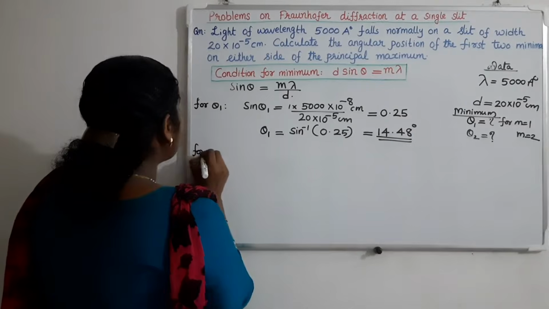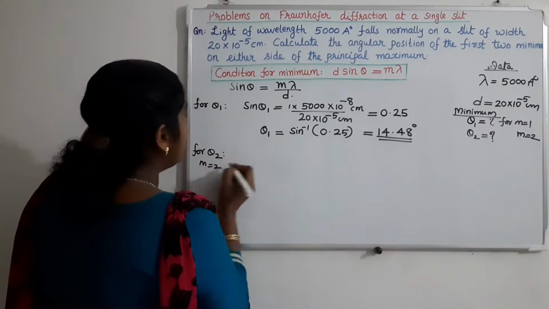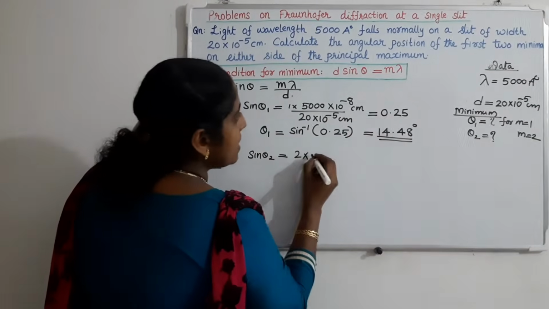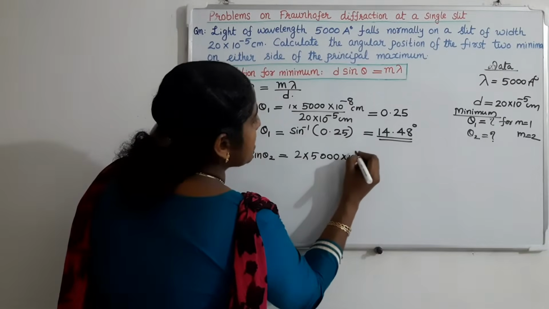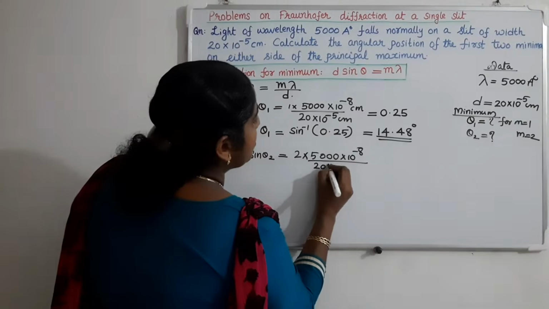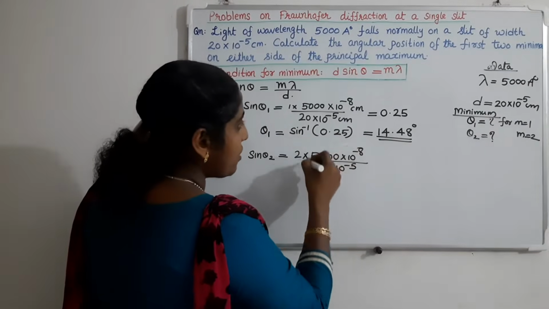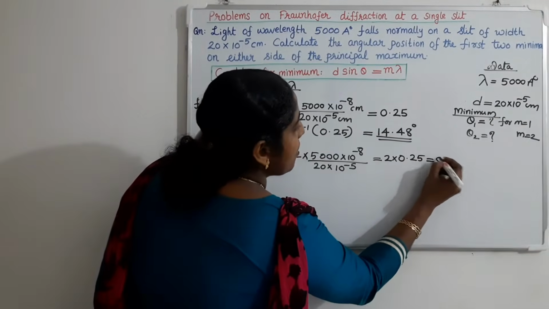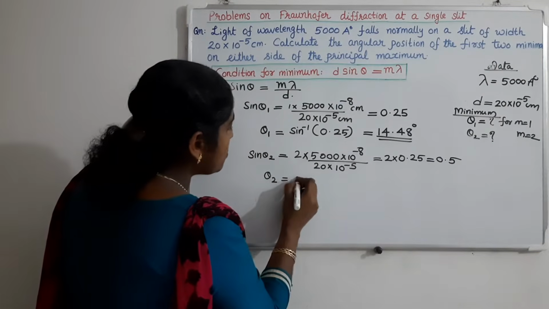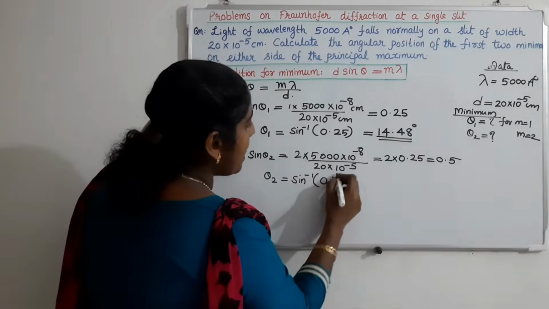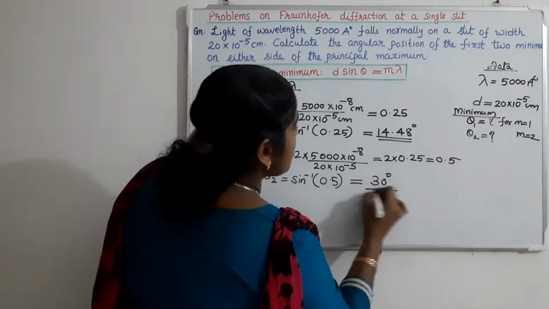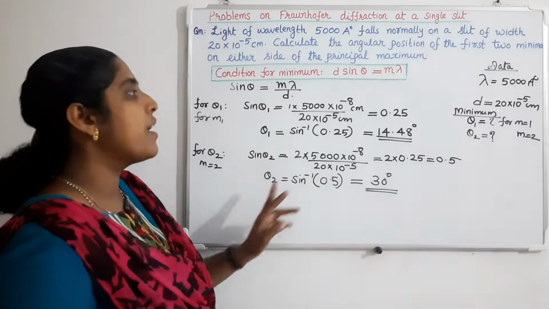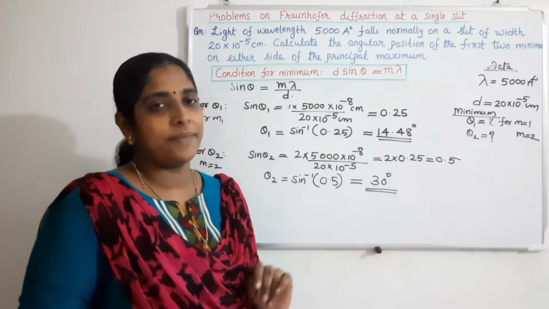Next we want to find out the angle for m equal to 2. So for theta 2, m is equal to 2. Then sin theta 2 is equal to 2 into lambda, that is 5000 into 10 raised to minus 8, divided by 20 into 10 raised to minus 5 in centimeter. On calculating this, it is 0.25. So 2 into 0.25, that is 0.5. So theta 2 is equal to sine inverse 0.5, that is equal to 30 degree. So the angular positions for m equal to 1 and m equal to 2 are 14.48 degree and 30 degree respectively. See the next question.